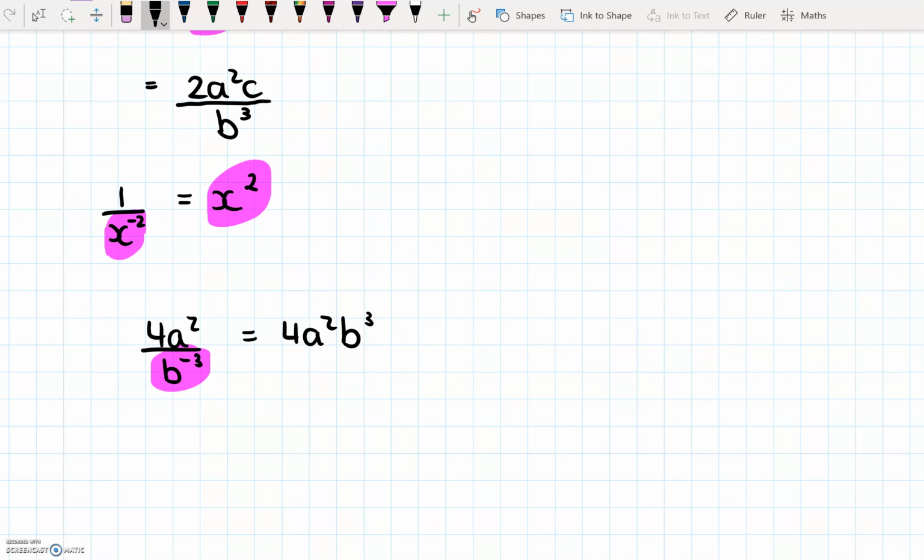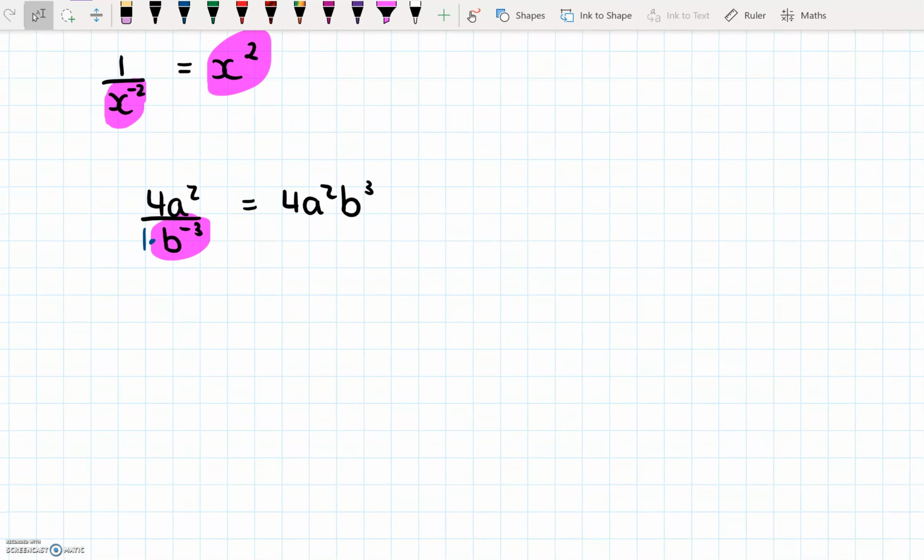All right. Now what was on the bottom? There was really a 1 there. It was really 1 times b to the power of minus 3. And we don't usually bother writing divided by 1. So we can just leave it like this. This is done.